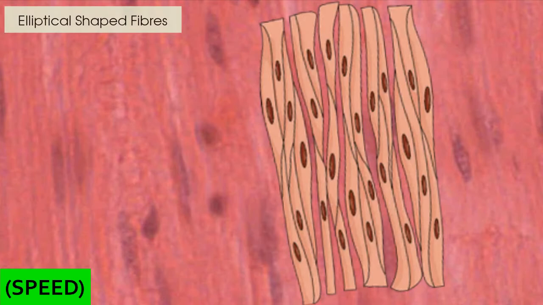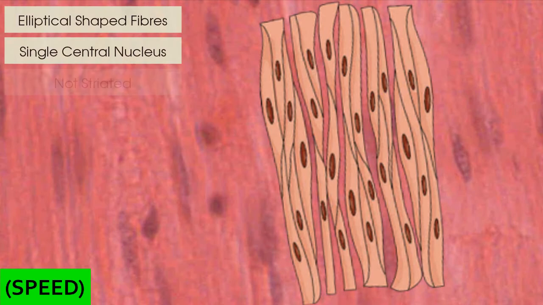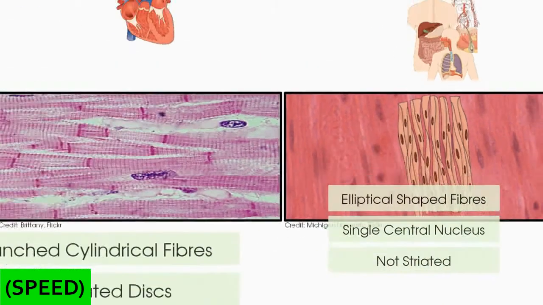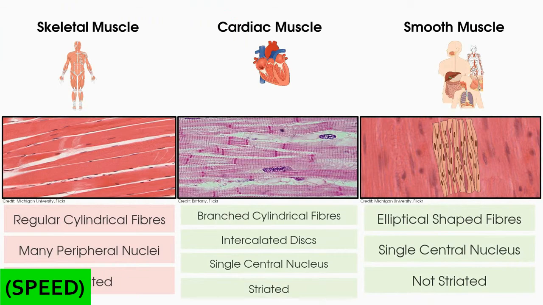Now in smooth muscle, they have one central nucleus that's just like cardiac muscle, but they don't have that stripy appearance, so they are not striated muscle like skeletal and cardiac. So what I'm going to do is just leave the screen up for a second, just in case you wanted to pause to read over any of these features again.